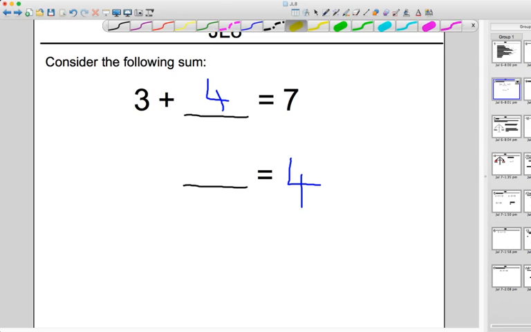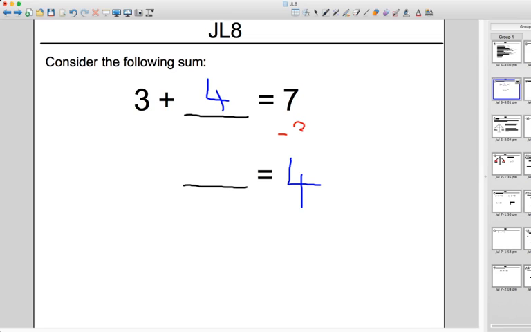So the next question becomes, well, how do we prove that the blank is 4? What do we have to do to the 7 to get 4? Well, we're going to take away 3. But we also have to take away the 3 here. And that will give us that the blank is equal to 4. Okay, that's all that's going on here.